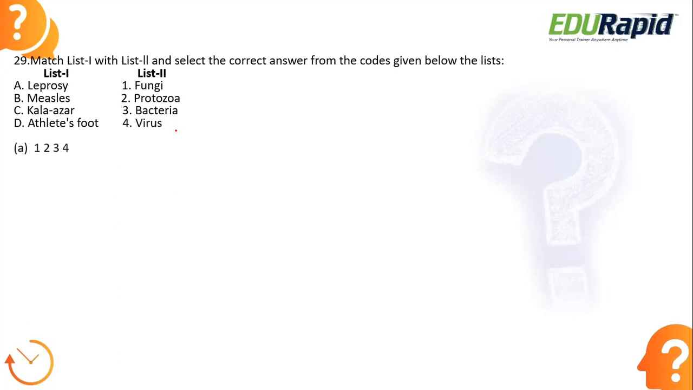So option A, 1, 2, 3, 4. Option B, 2, 1, 3, 4. Option C, 4, 3, 1, 2. And option D, 3, 4, 2, 1.